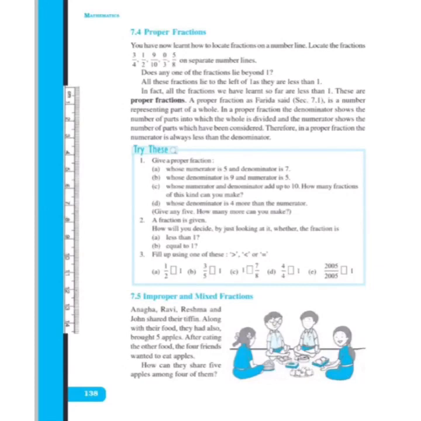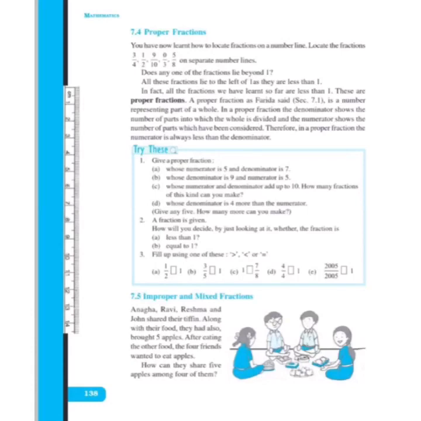Children, in a proper fraction, the denominator shows the number of parts into which the whole is divided, and the numerator shows the number of parts which have been considered. Therefore, in a proper fraction, the numerator is always less than the denominator.